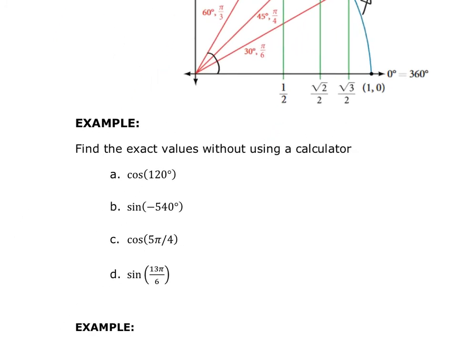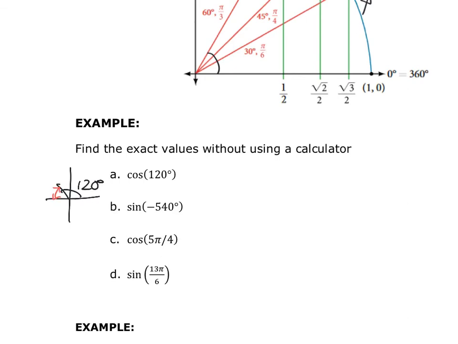So, find the exact values without using a calculator. The first thing you want to do is figure out where you are. You need to figure out what quadrant you are in. So I'm looking at the cosine of 120 degrees. What quadrant am I in? I'm in quadrant number 2. So if I'm in quadrant number 2, and that's 120, the first thing I'm going to do is figure out what my reference angle is.